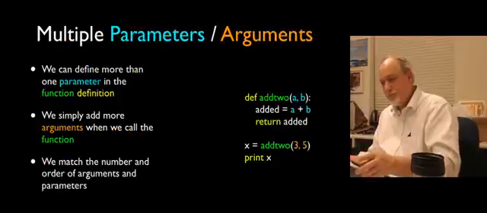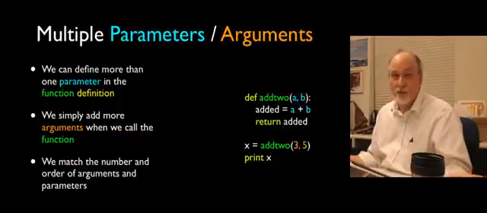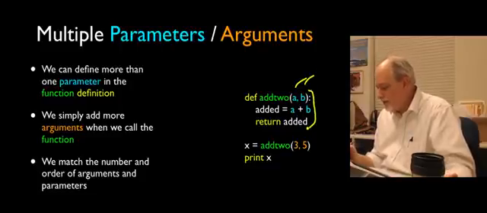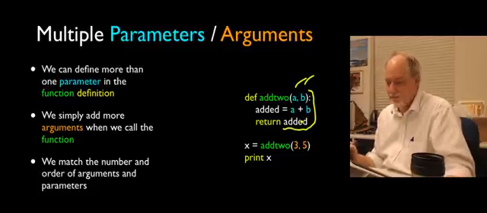So, of course, you can have more than one parameter, and they are in order. So here we have an A and a B. The name of these things doesn't really matter. They're just relevant inside of the function definition. So we are going to add two numbers together by taking A plus B and then returning the sum. The added variable is just kind of local to this function.